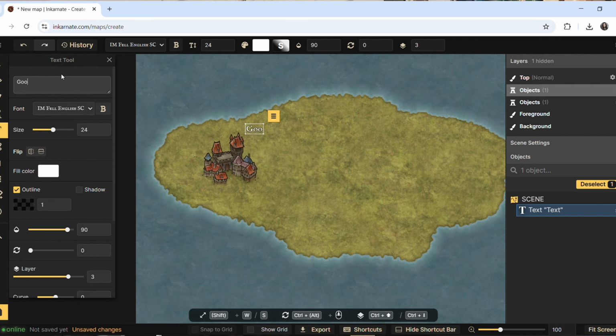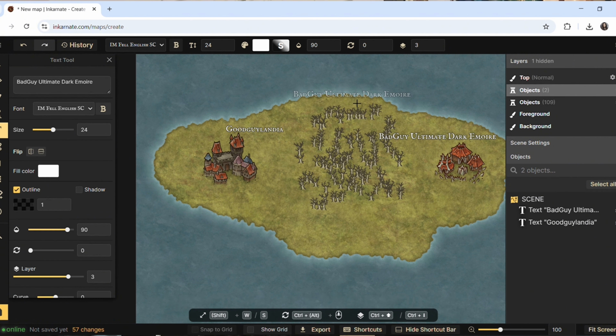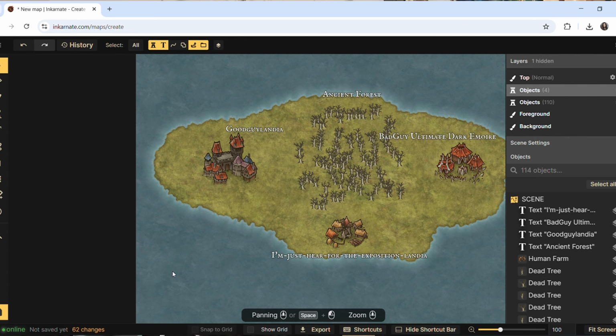When it comes to fantasy world building, a lot of people think something like, oh, that must be easy, just create good guy medieval Europe, land there, and bad guy Ultimate Dark Empire, slap them on the map with an ancient forest in the middle, maybe neutral, I'm just here for the exposition, land there, and done. Well, it's a bit more than that.